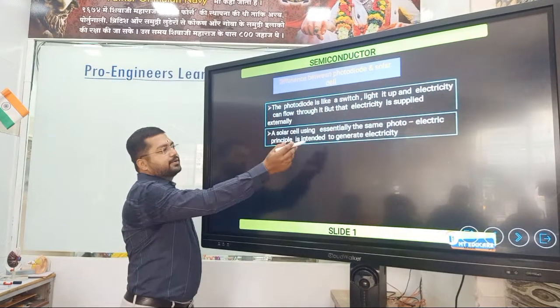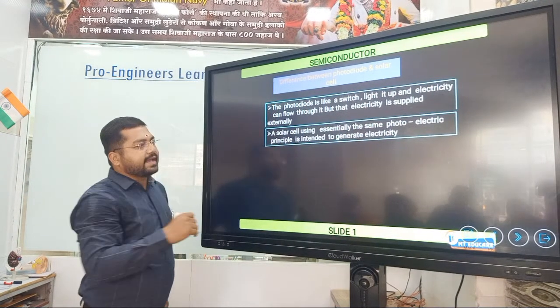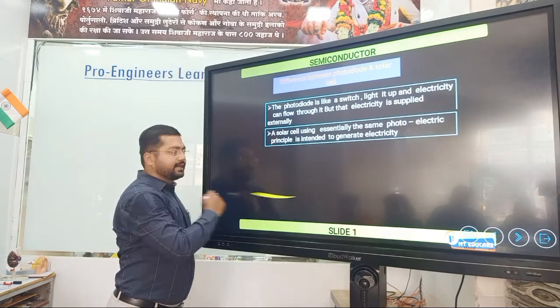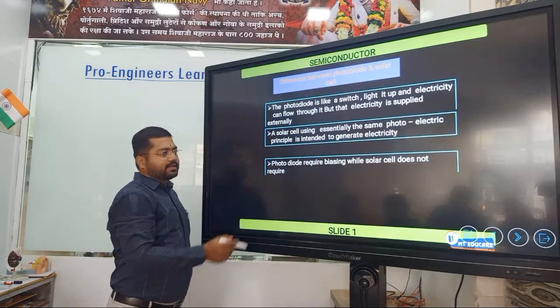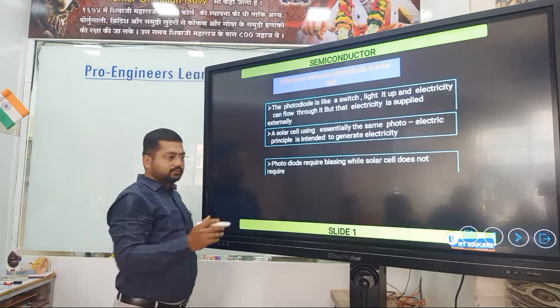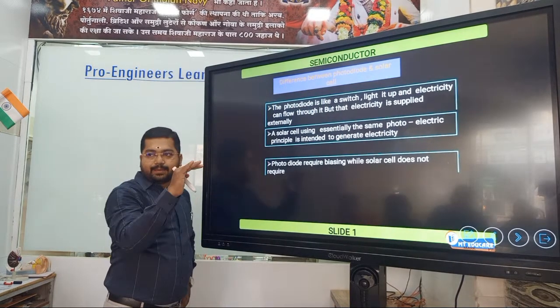A solar cell, using essentially the same photoelectric principle, is intended to generate electricity. A photodiode requires biasing while a solar cell does not require biasing for breaking the PN junction.